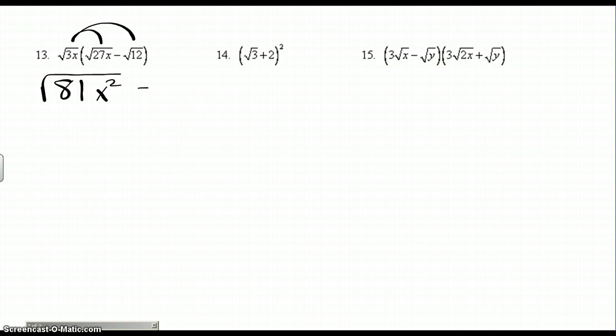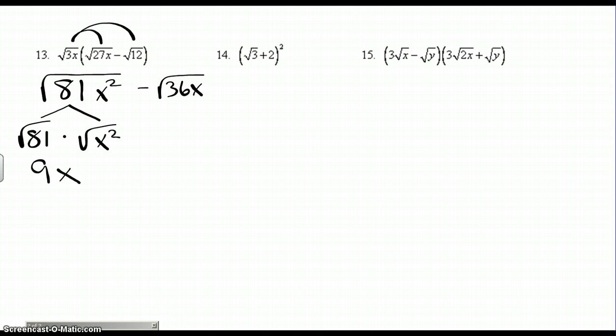Now I need to do the square root of 3x times the square root of 12. Multiply 3 times 12 gives me 36, and just the x. Now I could break this square root of 81 into two parts. Square root of 81 times the square root of x squared. That simplifies to just 9 times x.